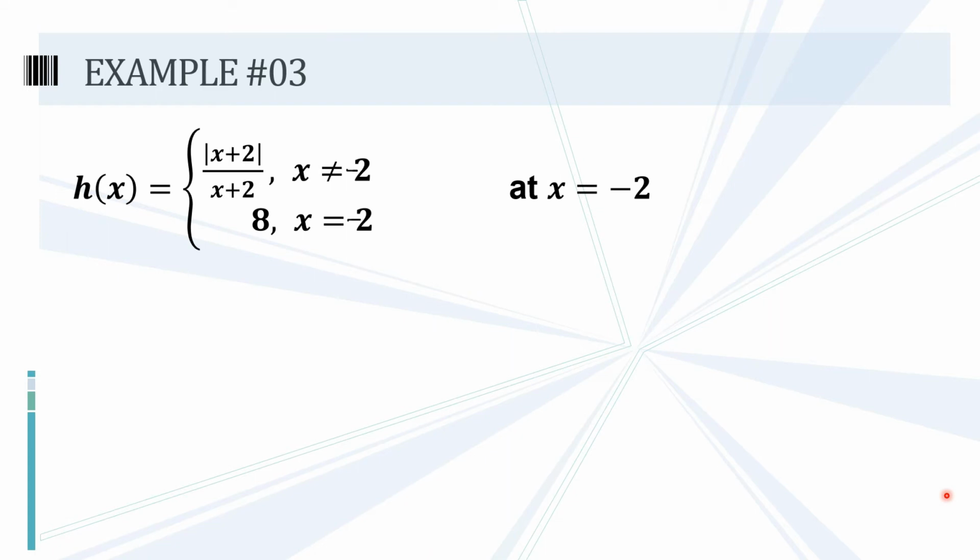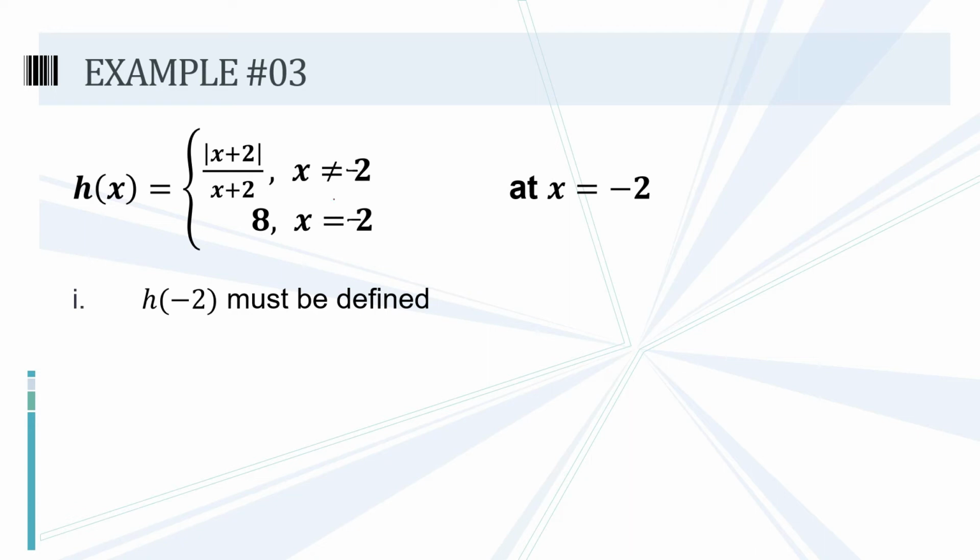Okay, example 3 tayo. Let's check if this function, h of x, okay, this is a piecewise function, is continuous at x equals negative 2. So our piecewise function here is absolute value of x plus 2 all over x plus 2 whenever x is not equal to negative 2 and 8 if x is equal to negative 2. So to check that, first criterion, h of negative 2 must be defined. So anong gagamitin natin dito?